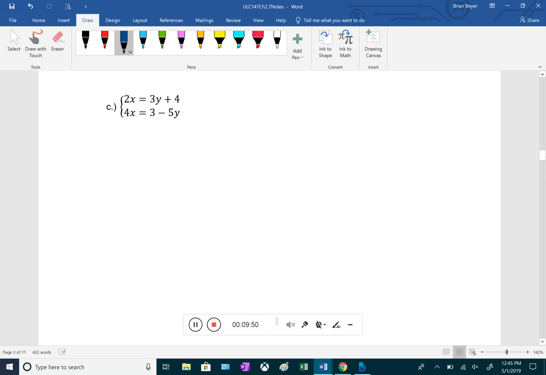Okay, let's do one more for substitution method. So we have 2x equals 3y plus 4, and 4x equals 3 minus 5y. So for determining what to solve for, I'm going to first recognize that all of these variables have a coefficient other than 1 on them, so it's going to be a little bit messy no matter what. But I think it's going to be the easiest to solve this one for x because it's almost solved for. We just have to divide everything by 2.